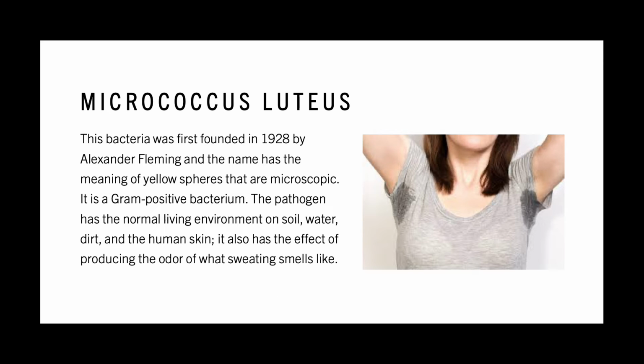Micrococcus luteus. This bacteria was first found in 1928 by Alexander Fleming and means yellow spheres that are microscopic, which is the literal name of M. luteus. It is a gram-positive bacterium, and the pathogen's normal living environment is soil, water, dirt, and the human skin. It also produces the odor of what sweating smells like. So every time you sweat, this is the reason why.